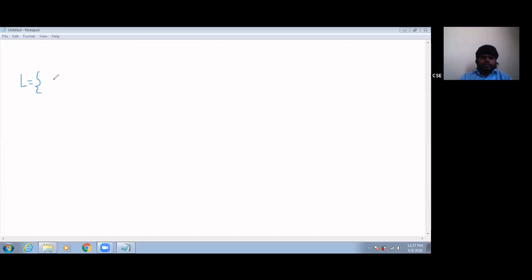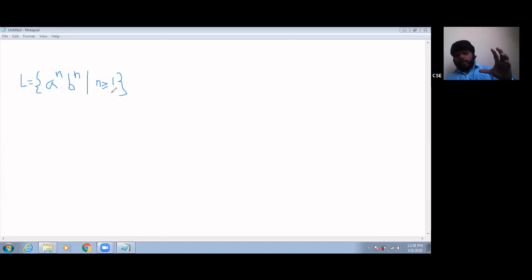So what is this language? I'm taking a very simple language. Let us take a to the power of n, b to the power of n, where n is greater than or equal to 1. Of course, this problem we have solved using the pushdown automata also, but I am going to solve it using the Turing machine. Languages like a^n b^n c^n or d^n, those problems also we are going to solve.